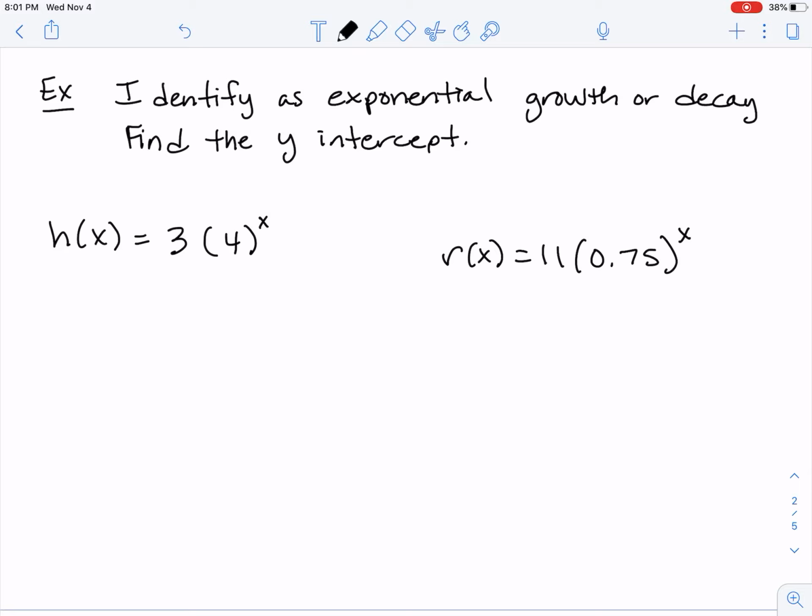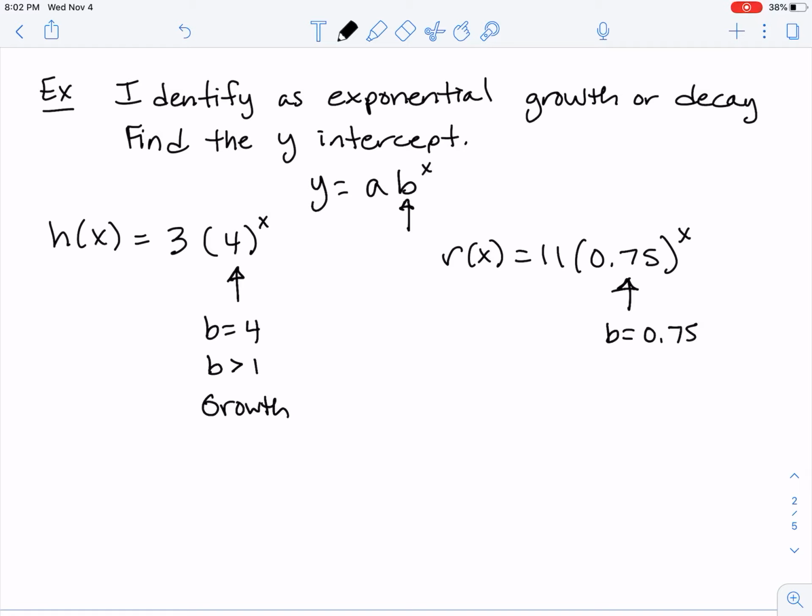Okay, here's what I know. In order to say it's a growth or decay, I look at the b value. Here's the b values, okay? Because if I have that equation, y equals a b to the x, the b value is our growth or decay factor. Here, b is 4. Well, that means b is greater than 1. It's a growth. Looking at r of x, well, b is 0.75. That means b is less than 1, but it's bigger than 0. So it's between 0 and 1. Therefore, it is a decay.